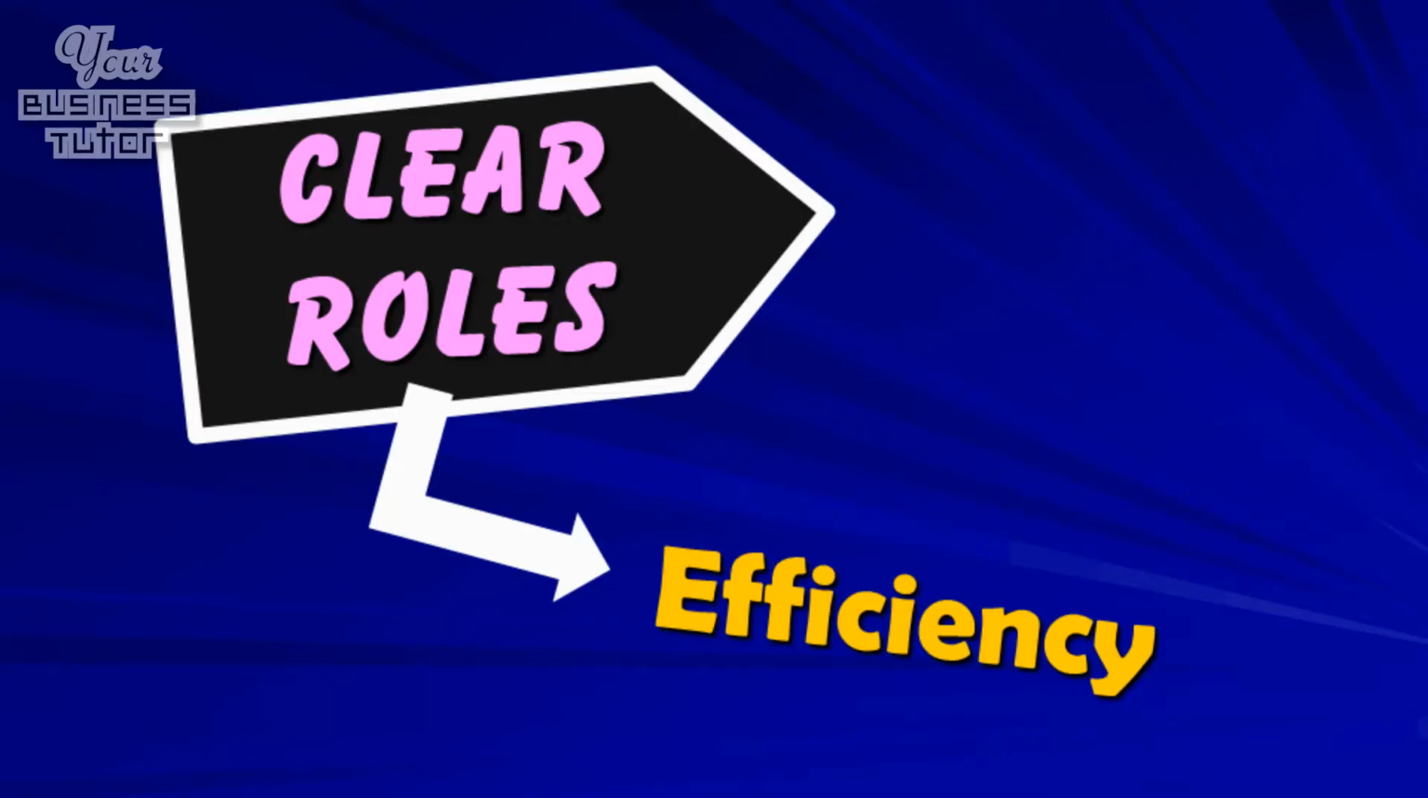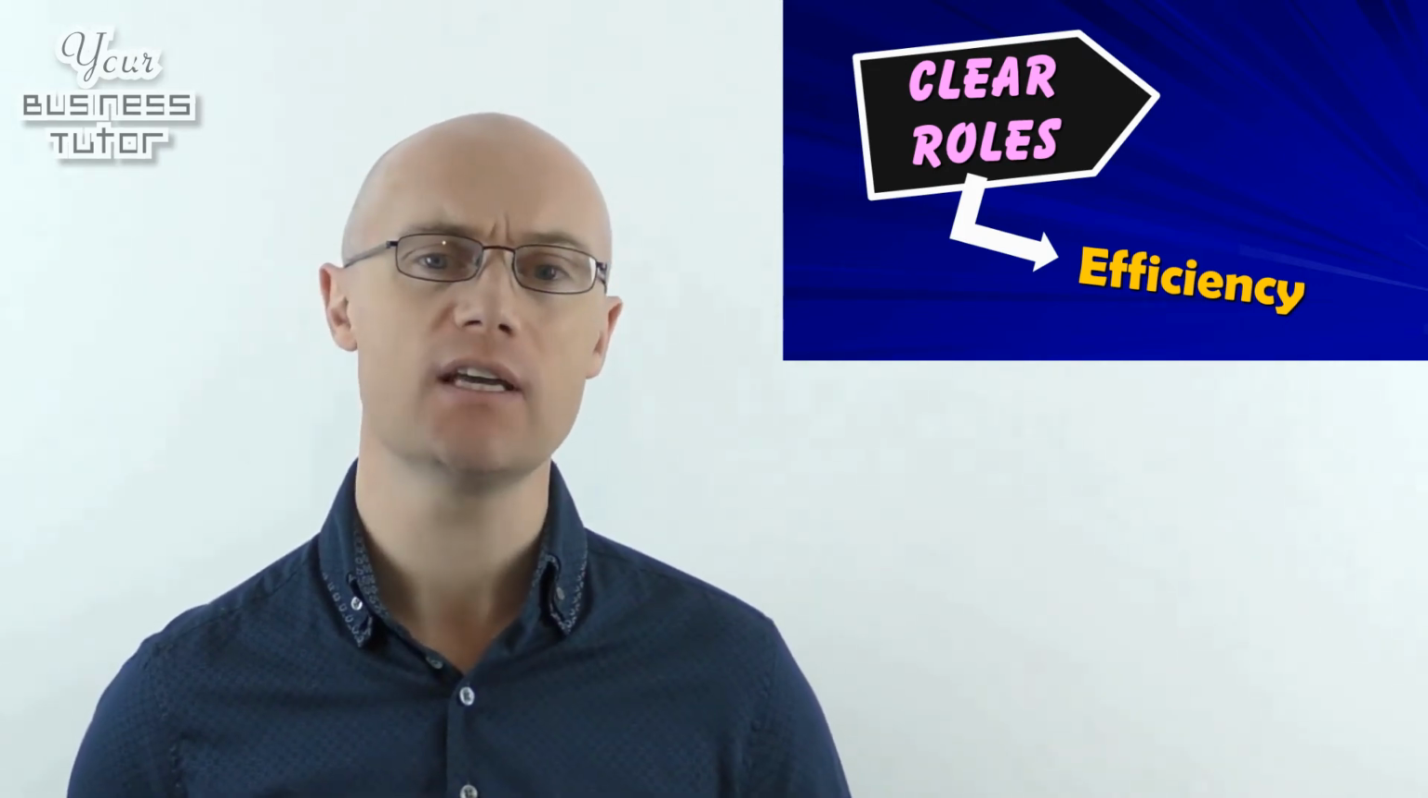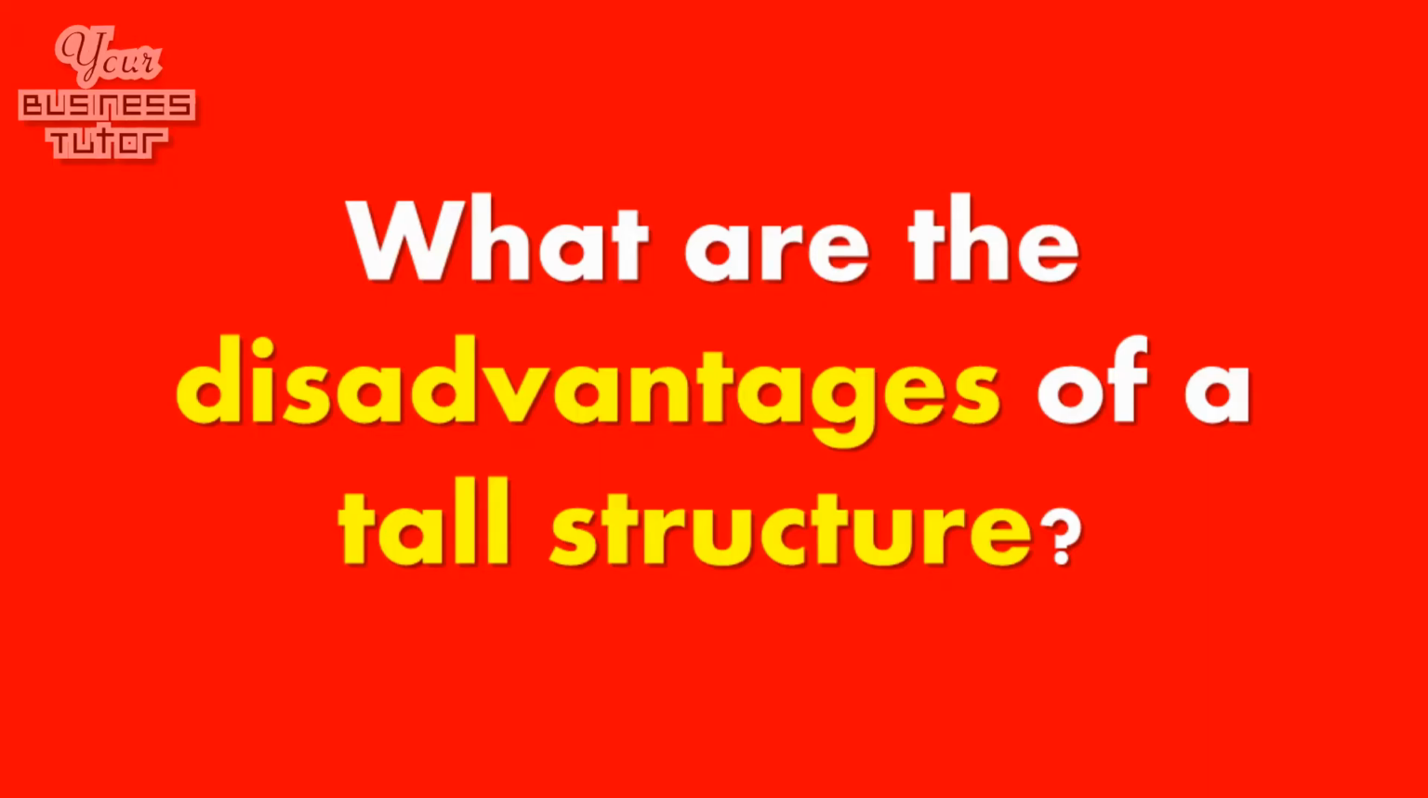management has specific levels of authority and responsibility. This means every member of staff knows exactly what their role is in the business, and therefore can become very efficient at doing it, which improves productivity. So now that we've explored the advantages, let's now turn to look at the disadvantages of a tall structure.